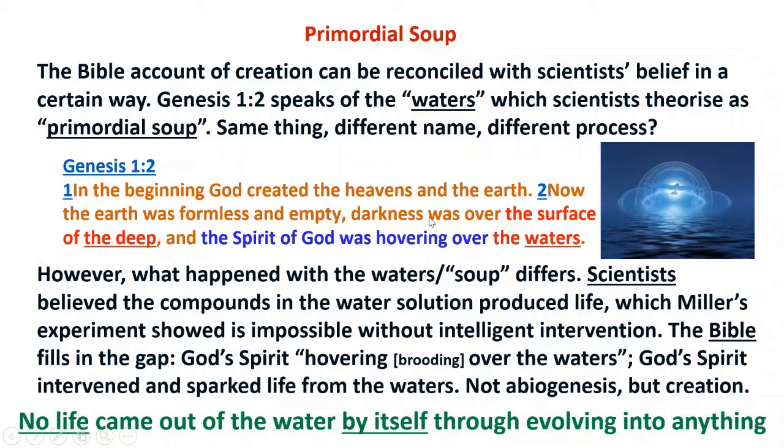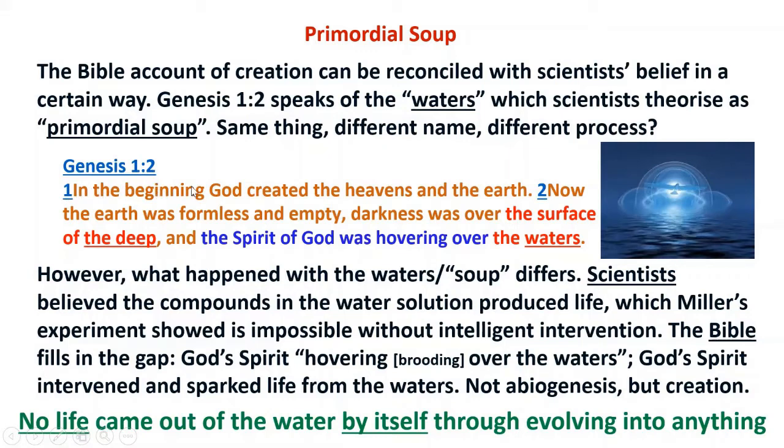Now, having said that, we can still make something of this primordial soup theory. Because you see, the Bible account of creation in a certain way can still be reconciled with scientists' belief. When we look at Genesis chapter 1, verse 2, it speaks of the waters, which scientists theorize as primordial soup. So there's a chance that it is actually the same thing, but given a different name. One is from the Bible, a familiar term we use, waters. Different name, but what happened would have been a different process.